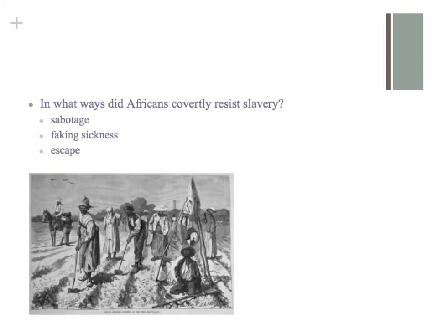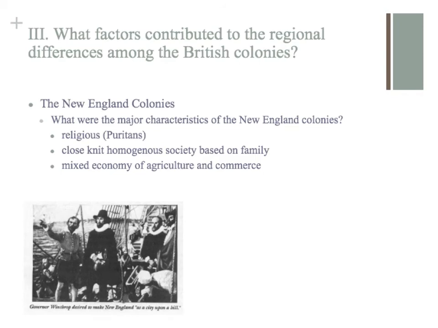As far as some of the covert ways in which Africans resisted slavery, remember covert means, I guess you could call it kind of sneakily. We looked at some of the ways in which they would sabotage their equipment so they couldn't get as much work done. They would also do things like faking sickness. In other words, just things to slow down the process, to kind of get back at the slave owners and make sure they didn't get done with whatever they were doing as quickly as possible. And also, at the extreme end of it, they would escape in some cases as well.